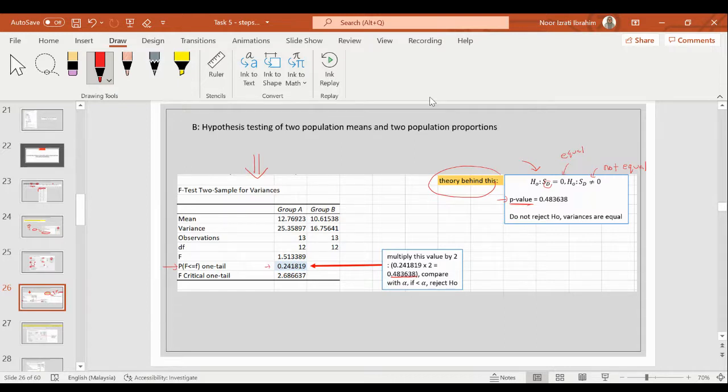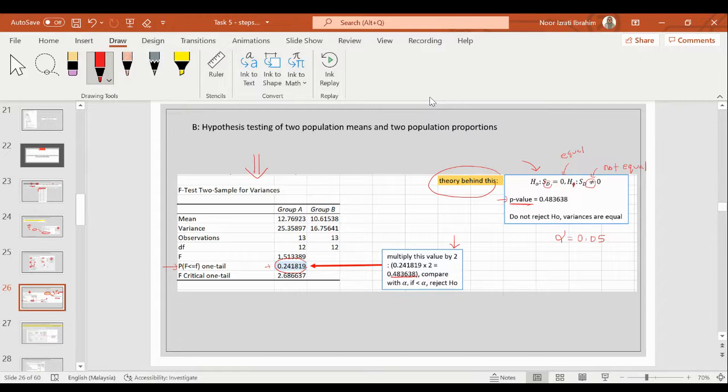From the hypothesis testing theory, you have to see here the step 1 is H1. Sorry, this is a typo, H1. It is not equal to, and not equal to means this is a two-tailed test. For a two-tailed test, you cannot use the original value of the p-value from the output, but you have to multiply the p-value by 2. Once you multiply the p-value by 2, only then you compare with the alpha. And the alpha will be 0.05 for the group assignment.